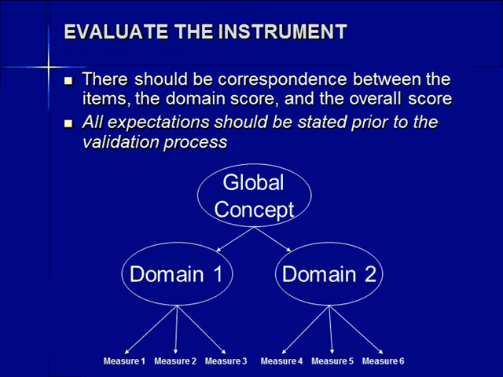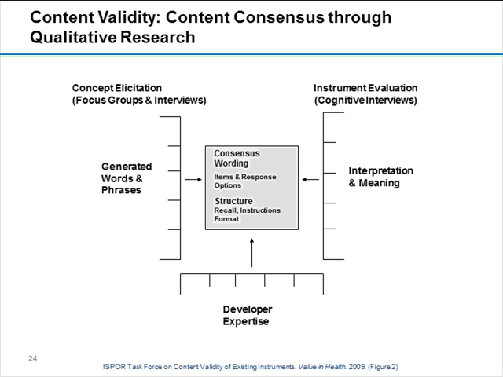To evaluate their instrument, there should be a correspondence between the items, that is the questions, the domain score, the rolling up of those questions into a summary score, and then the overall score. The expectations that you have should be stated in advance, that is prior to the validation process, so that you're in essence confirming a validation hypothesis when you're developing this questionnaire.